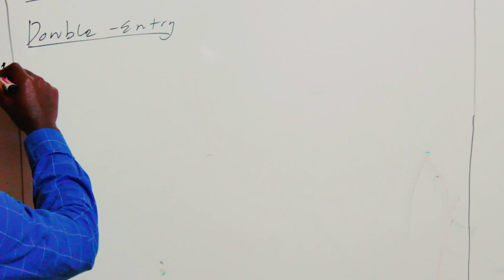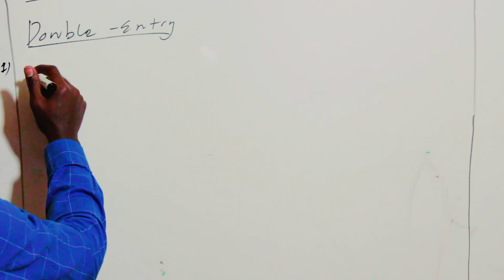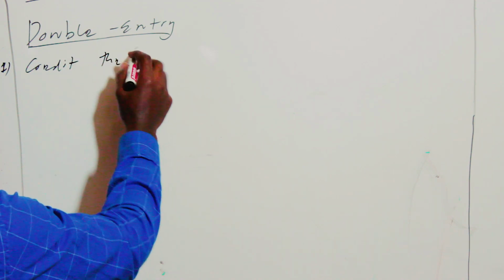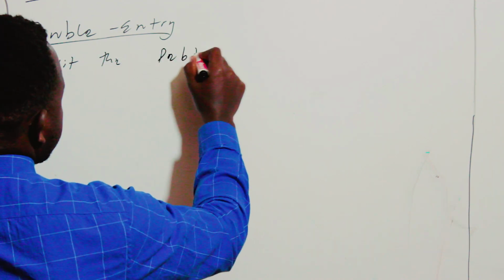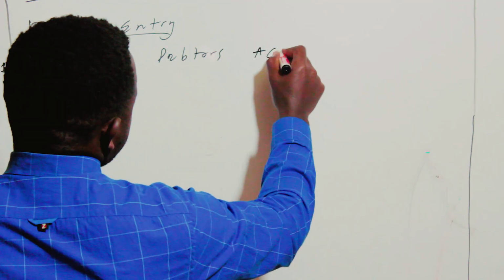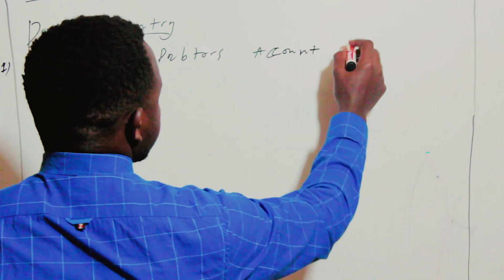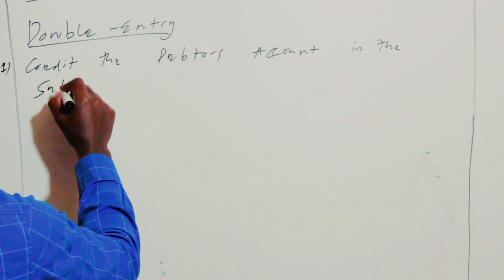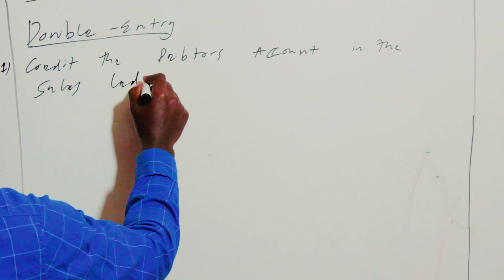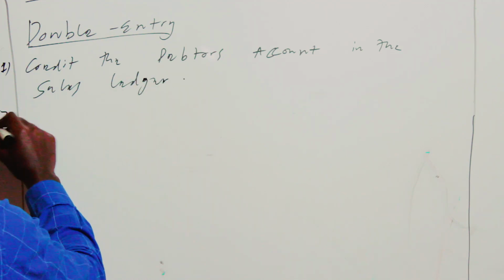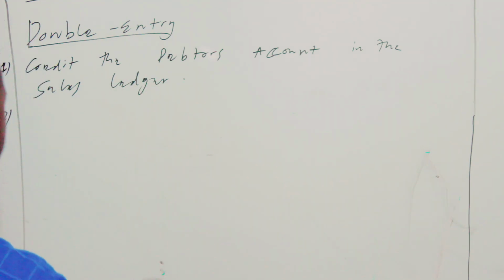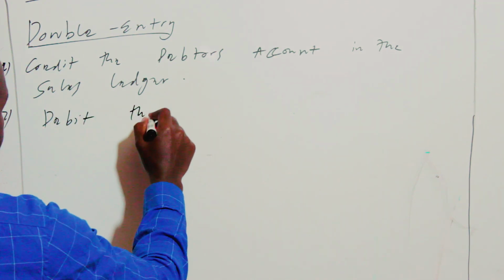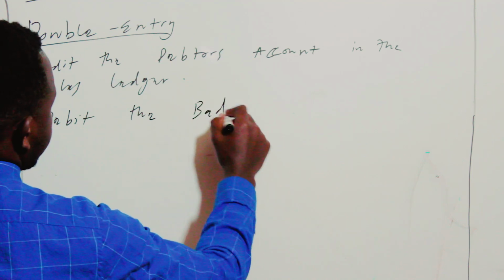So I've said the first thing that you're supposed to do here is to credit the debtors account in the sales ledger so that you can cancel out that figure. Then the second thing that you're supposed to do is to debit the bad debts account.